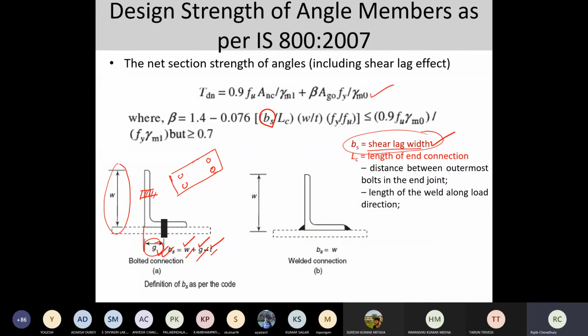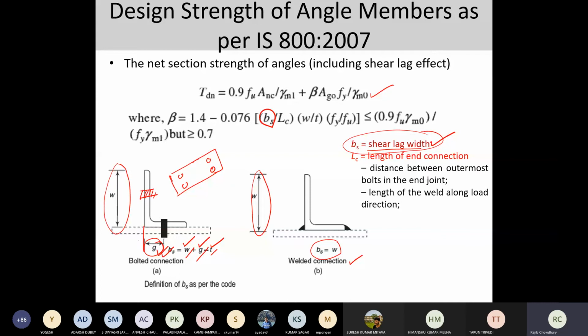of the angle. If it is on a simple plated connection, you need not bother about all the things. But if it is in an I section or the channel section, yes, you have to take care of all the issues. Compared to the bolted connection, if we go with the welded connection, what is the shear lag width? Shear lag width would be nothing but the outstanding leg length. That would be considered as the shear lag width. Okay. So with this, you have to find it out.